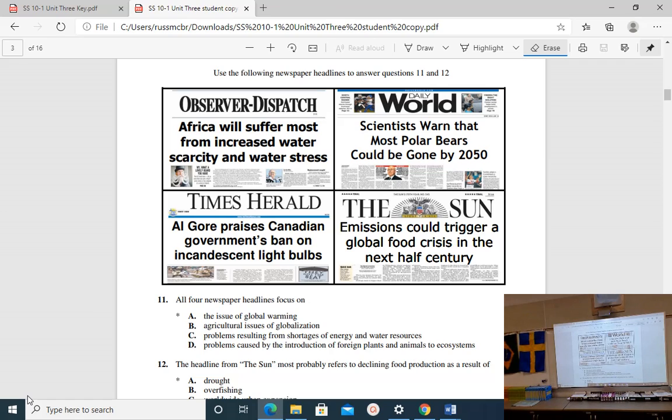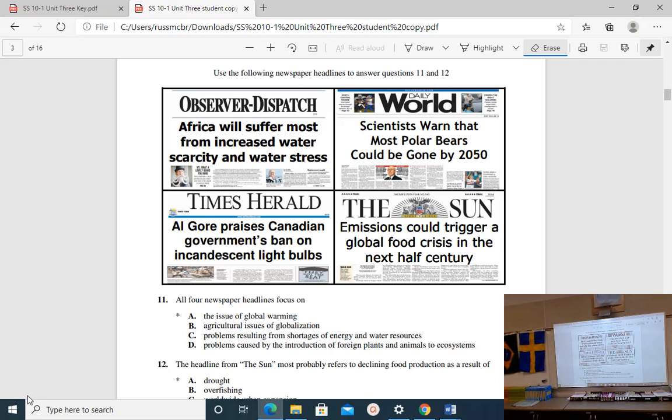All 4 newspaper headlines focus on. So the top one says, Africa will suffer most from increased water scarcity and water stress. So I see C there. I don't see any reference to B, agricultural issues. Problems created by the introduction of foreign plants, it didn't mention any D. And water stress is under that big umbrella of global warming. So we've got A's and C's on that top left.